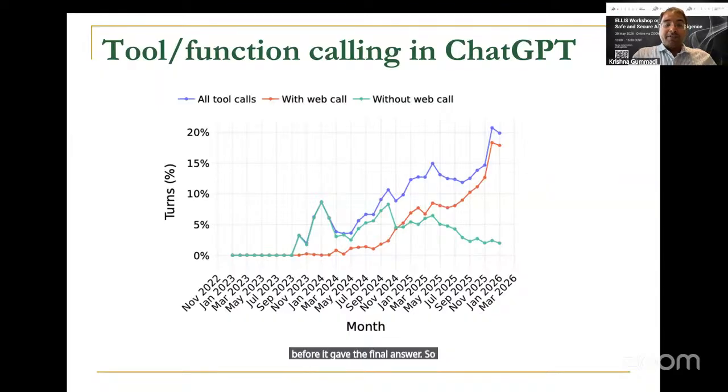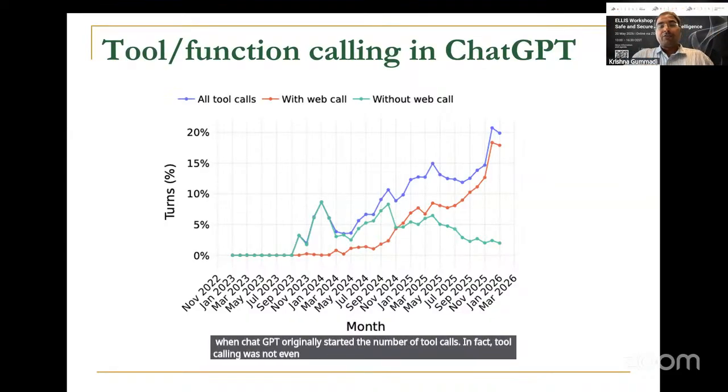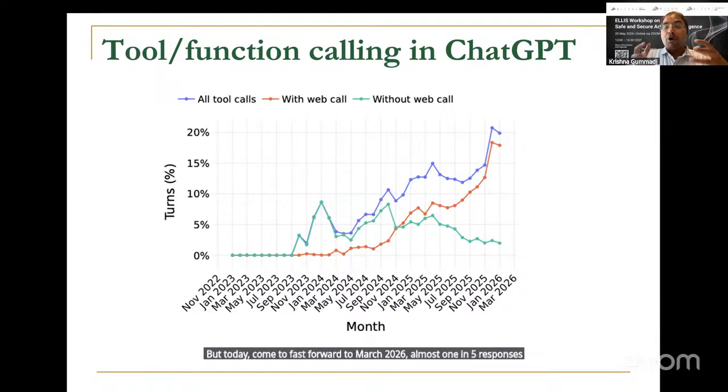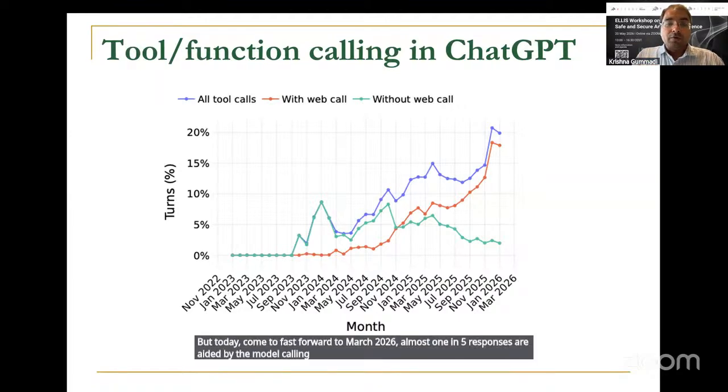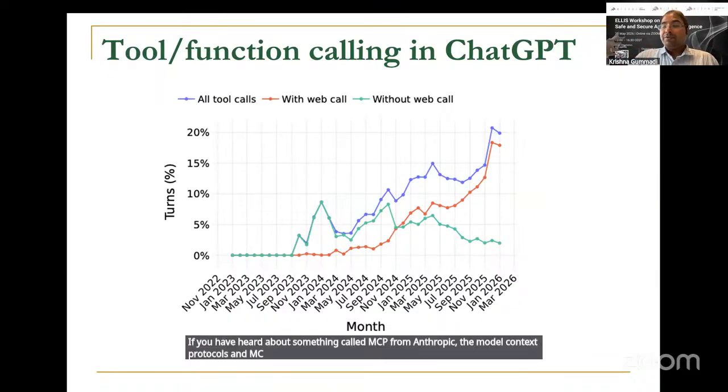So what this plot is showing is in November 2022, when ChatGPT originally started, the number of tool calls, in fact, tool calling was not even available. But today, fast forward to March 2026, almost 1 in 5 responses are aided by the model calling some external tool. And typically that thing is web search, but there is also increasingly an entire marketplace of these tools. If you have heard about something called MCP from Anthropic, the Model Context Protocol, MCP servers are nothing more than servers offering tools that language models can call.